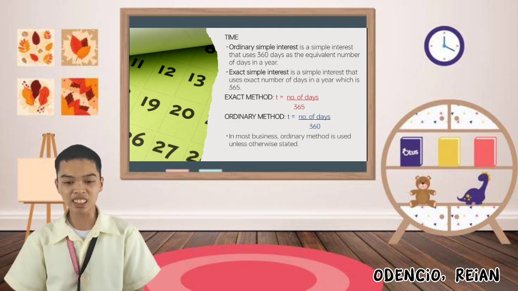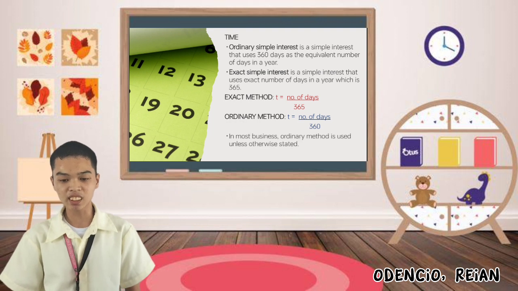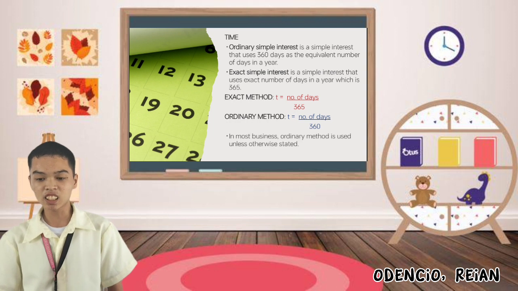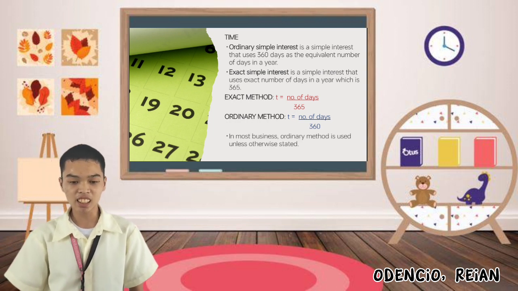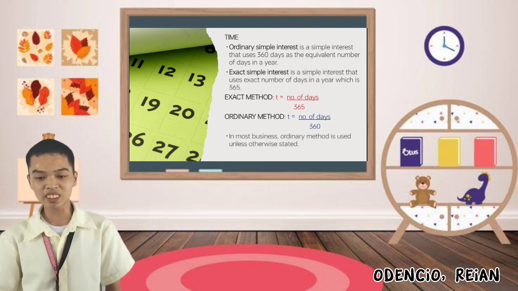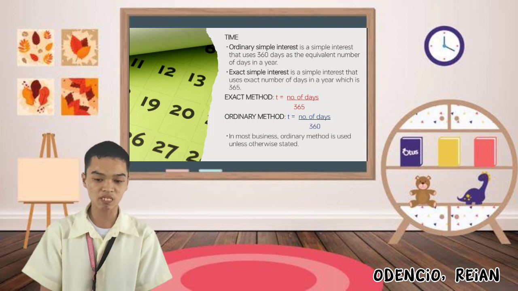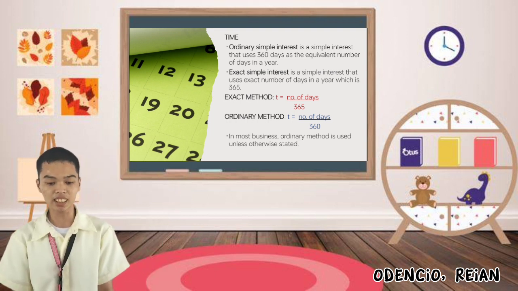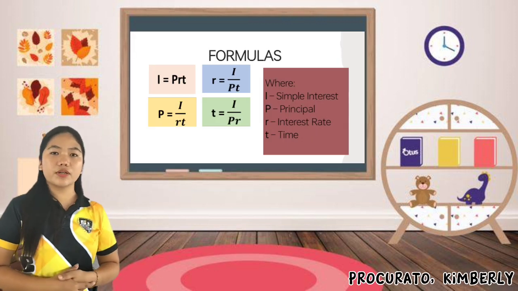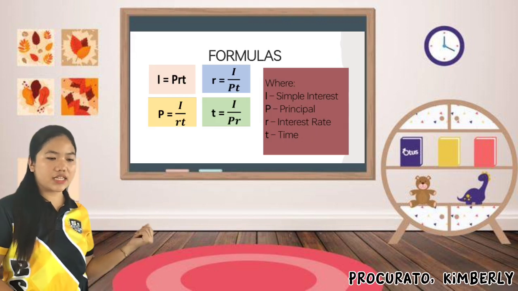The method for ordinary simple interest, the ordinary method, is T equals number of days over 360. To get the time in the exact method, exact simple interest, T equals number of days over 365. In most business, the ordinary method is used unless otherwise stated. So these are the formulas of simple interest.